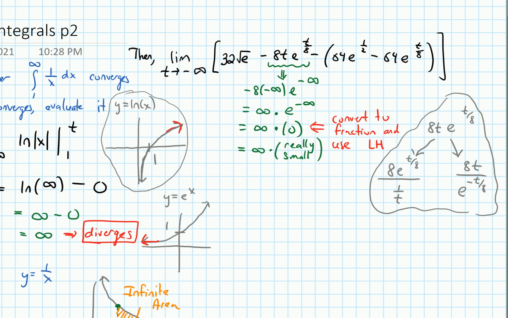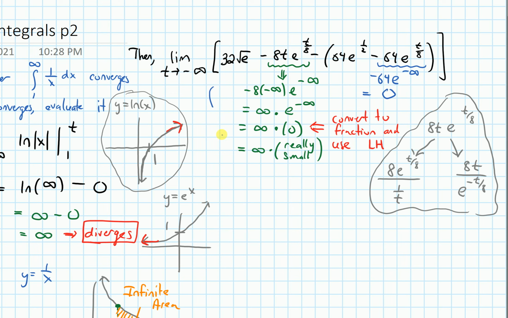All right, and I also need to think about what's going to happen with this term, the 64 e to the t over 8. Well, if you plug into that, you get negative 64 times e to the negative infinity over 8. We know what e to the negative infinity is. It's 0. So this whole thing is 0. So that last one's easy.